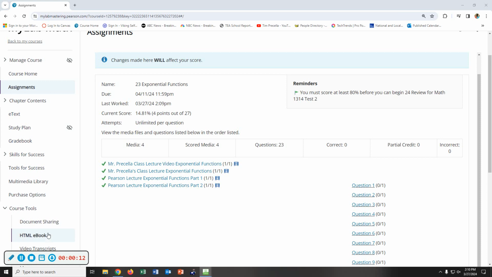This is Mr. Precella, and today we're looking at exponential functions. This is going to be important for our discussion on logarithms, which is the next homework assignment. Some of this material you may have seen if you took Math 371 recently. There are some foundations blended into this assignment.